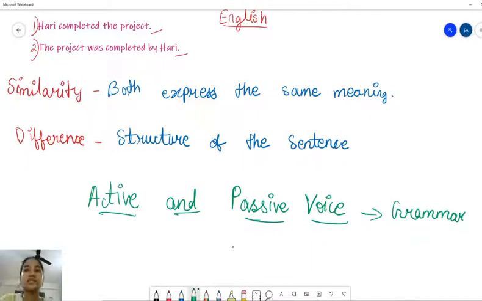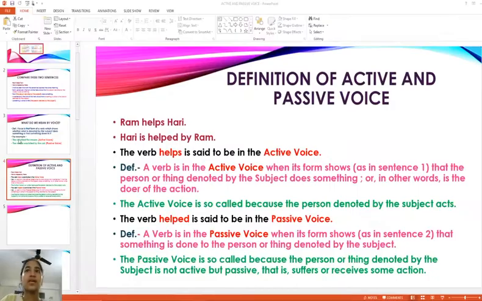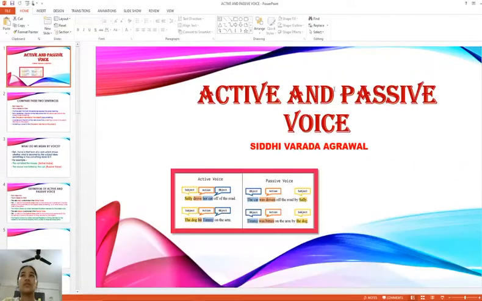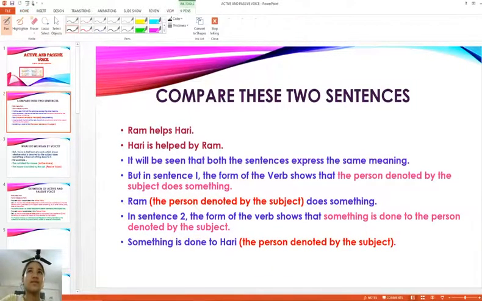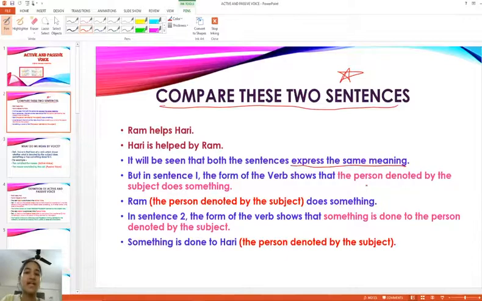All right, let's proceed. Let's see what the next thing is. So here is our topic, active and passive voice. Again, the first task is to compare these two sentences. Let's compare and see if we find any similarity or difference. Our first task: Ram helps Hari. Hari is helped by Ram. It will be seen that both the sentences express the same meaning. There is no difference in the meaning.